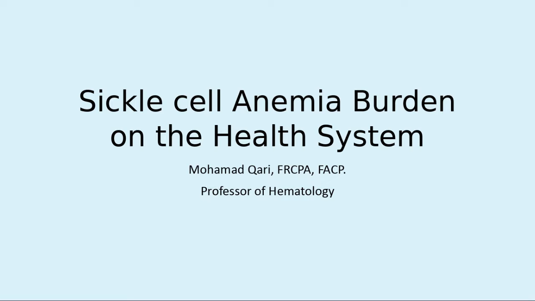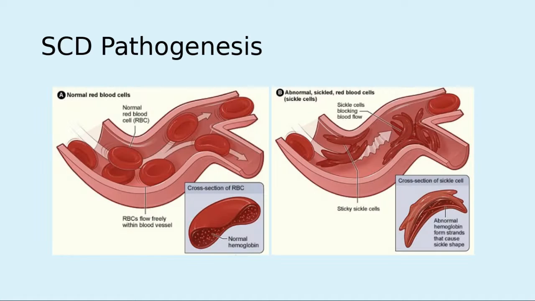I talked to you about sickle cell anemia burden on the health system. This is a disease that makes a threat to the patient, to the family, to the community, and to the health system. So let's see sickle cell anemia from this perspective to see how much we can do to help patients. Sickle cell anemia is a disease that normally causes occlusion of the blood vessel wall.